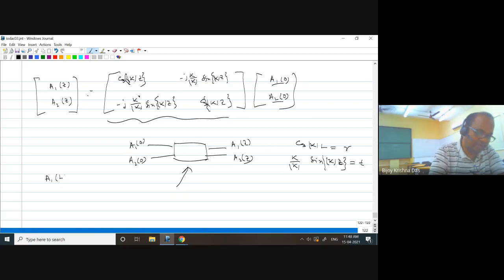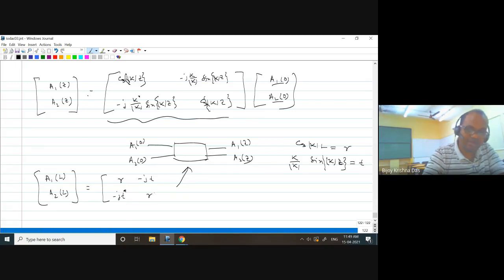A1 at Z equal to L, A2 at L, column vector, that should be equal to, I'll be writing R, and here I'll be writing minus jT, and here minus jT star. And here normally it is R, but in most situations, if delta beta is not equal to 0, it is better to write the complex conjugate, because the solution will be coming like a complex conjugate.